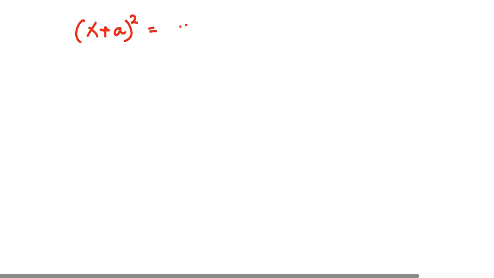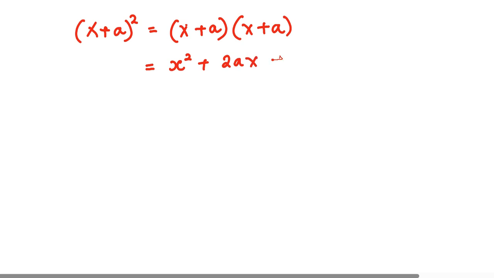Basically, it is x plus a with another bracket of x plus a. So without wasting time, when you expand this, you will have x squared plus 2ax plus a squared. So if you know this, then it will be very easy for you to complete the square. So now let's start with an example here.